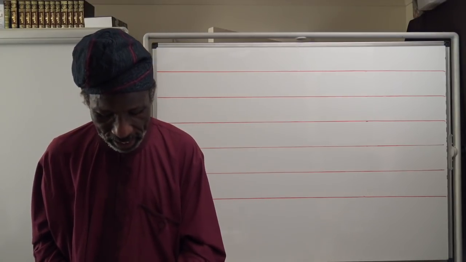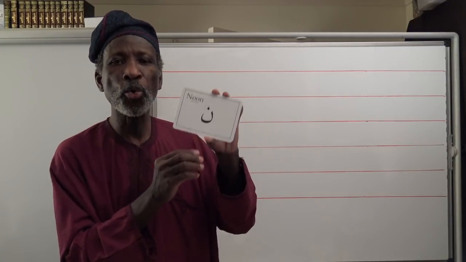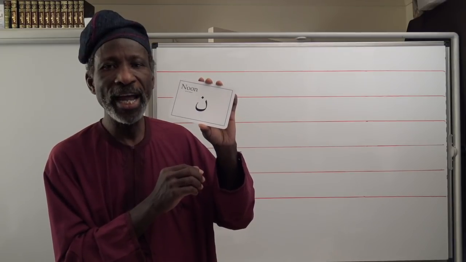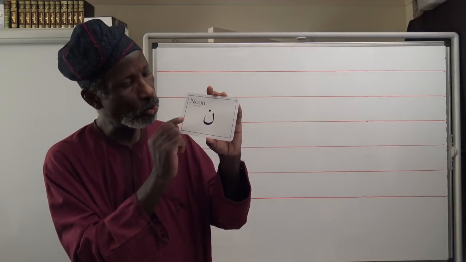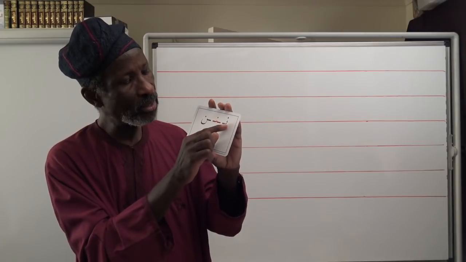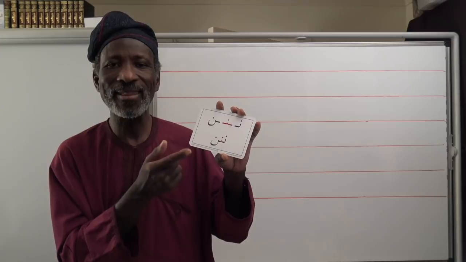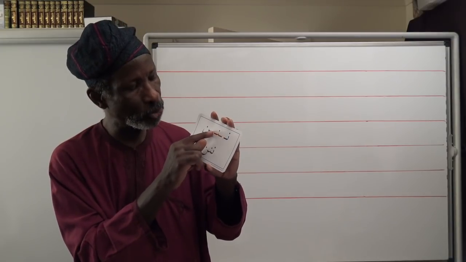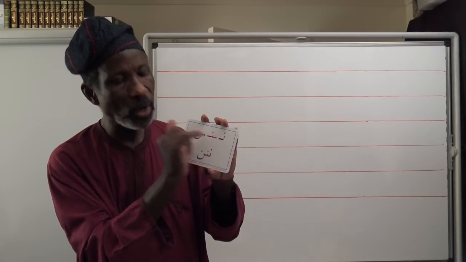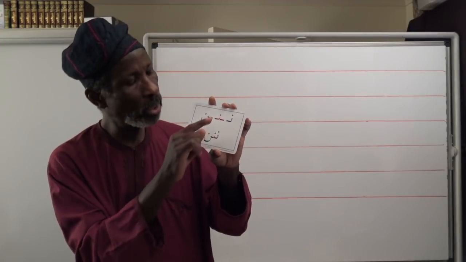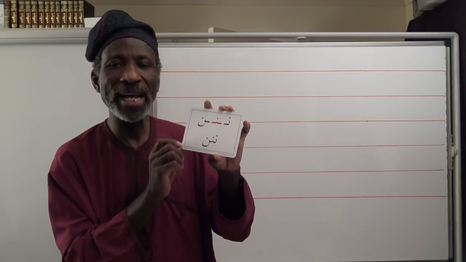Now, next is letter noon. Noon, and the joined form. The joining is very similar to when you are writing your ba, ta and tha in a joined form. The same shape, beginning and middle, except you have a dot on top, and this is your final noon.